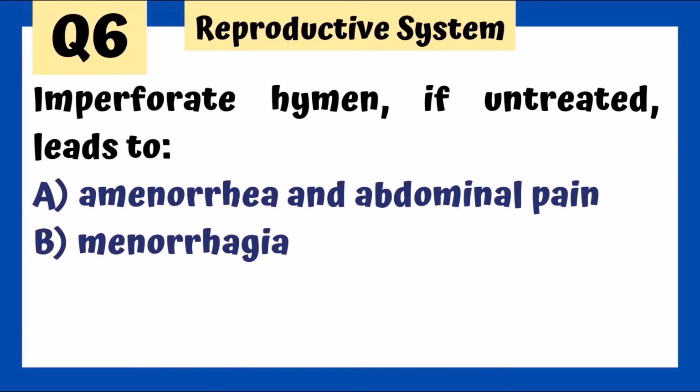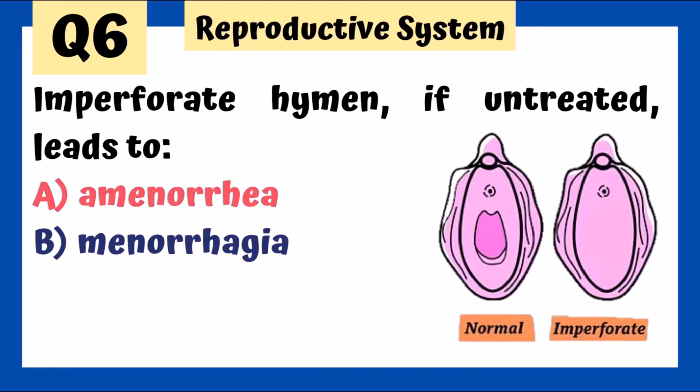All right, imperforate hymen, if untreated, leads to amenorrhea. Of course, her hymen is closed up. She's not going to have her period. And abdominal pain, yes, because of the buildup. Does it lead to menorrhagia? No, she's not going to be bleeding. Over here we see a picture of the imperforate hymen, and this is due to incomplete degeneration of the central portion of the hymen.